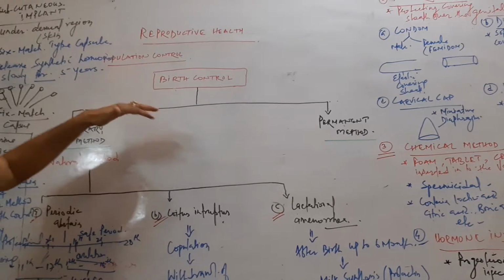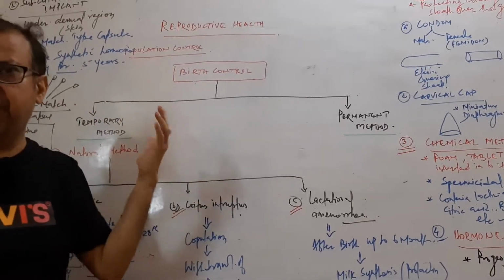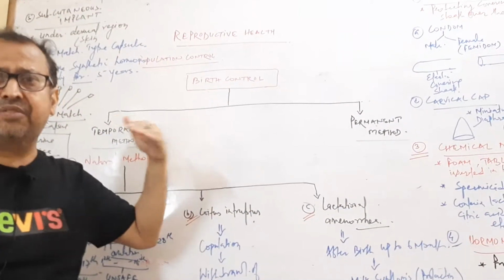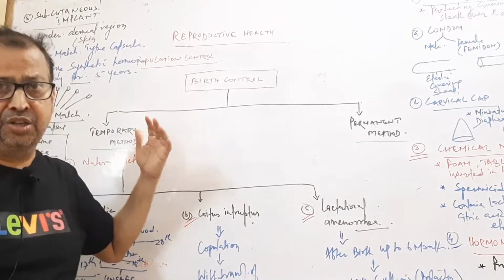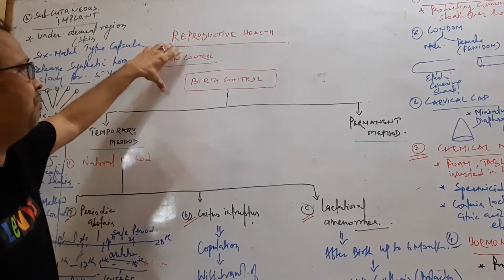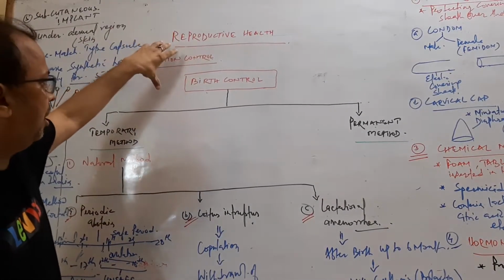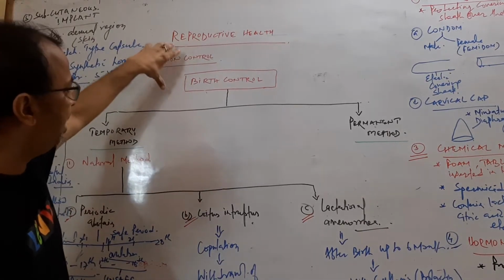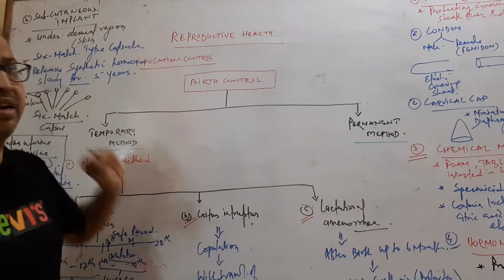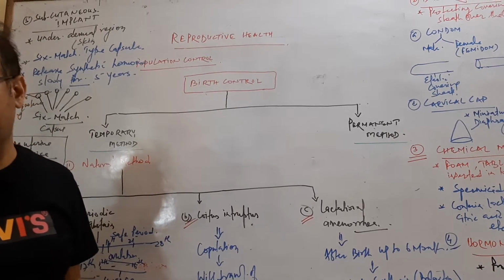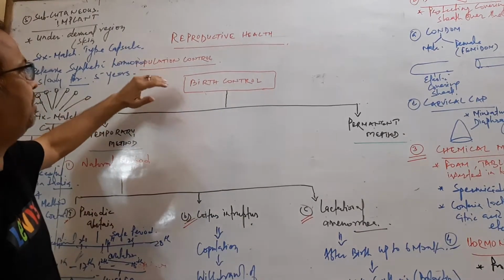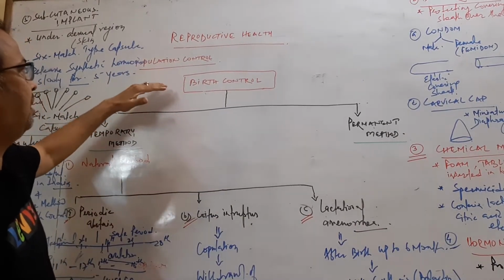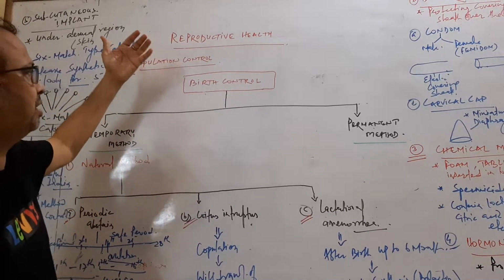So it is a health process related to reproduction. It is related to the male as well as the female reproductive organs. So reproductive health is the well-being of the body, mind, and reproductive parts. So it is the well-being of the reproductive body parts. This is called reproductive health.